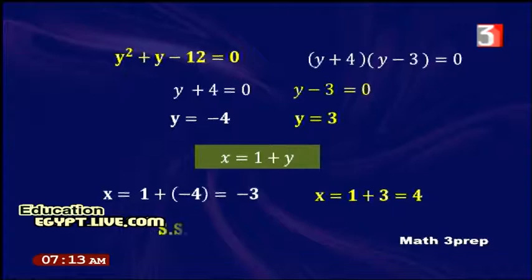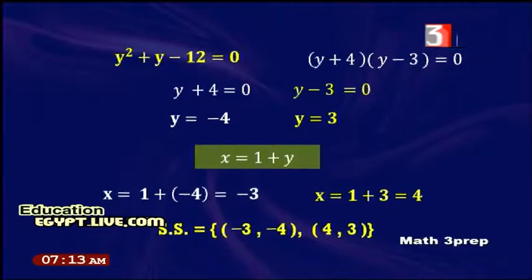So you have two solutions. What are they? Negative 3 and negative 4, or 4 and 3. Now you have found that the solution set for the two equations, one of the first degree and the other of the second degree, will be negative 3, negative 4, or 4 and 3.